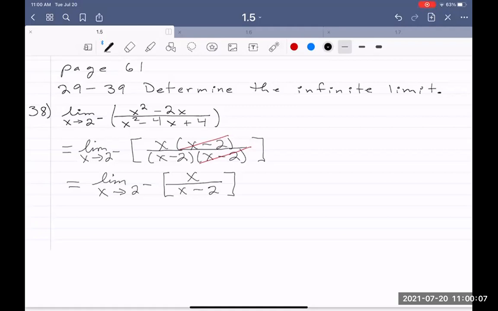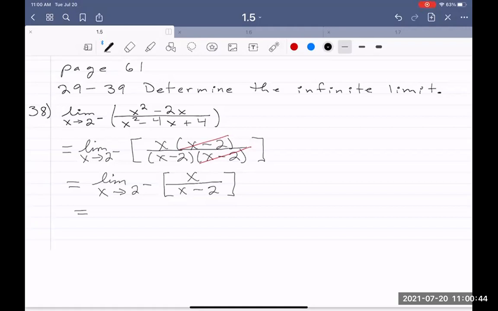Well, if I plug in something, let's plug in 2 now. So now if I plug in 2, I get 2 over 2 minus 2, which is 0. That's not 0 over 0. It's a 2 over 0. So I don't have to do more work. I just have to figure out what's going on. So 0 over 0 means do more work. Non-zero over 0 means figure out what the heck's going on. And so now I've got to figure out what's going on here.